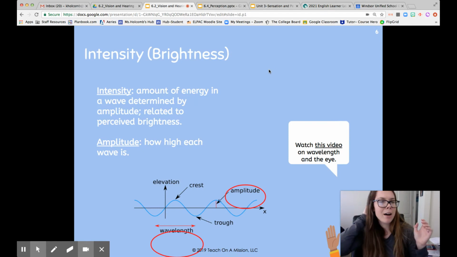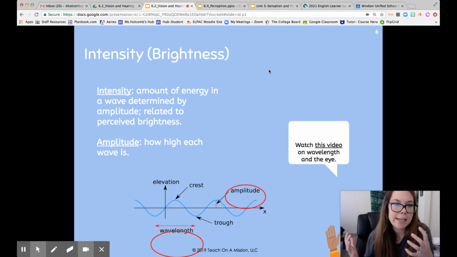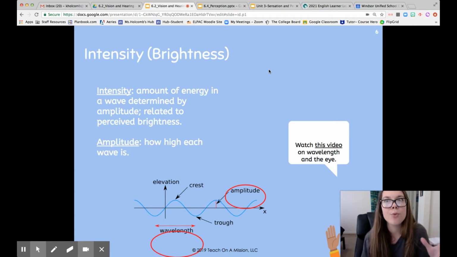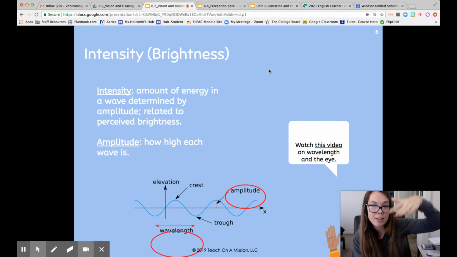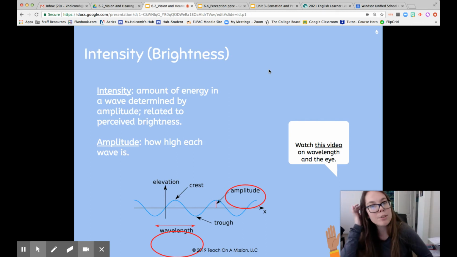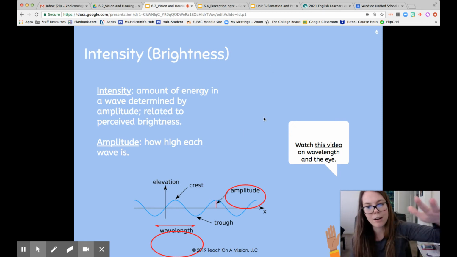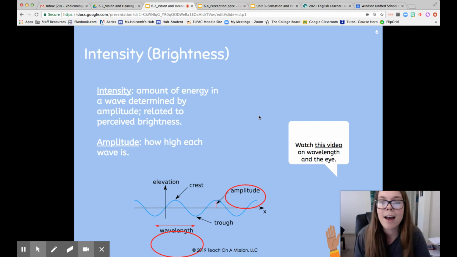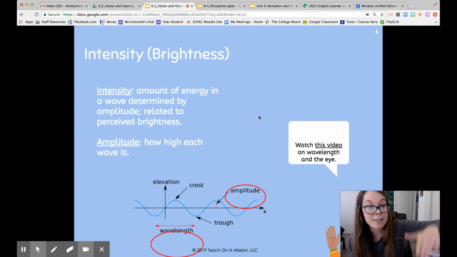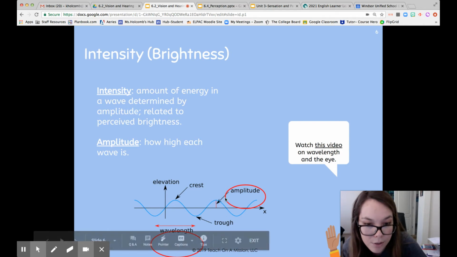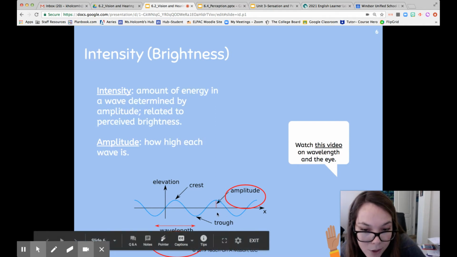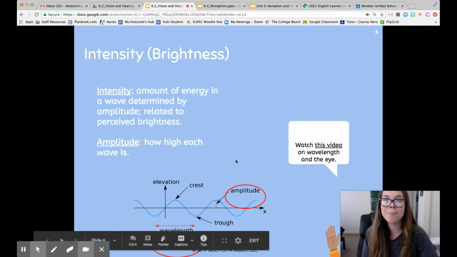And when we talk about intensity and brightness, intensity is the amount of energy in a wavelength that is determined by its amplitude, which is its height, relative to its brightness. So amplitude is how high each of the waves are. This video was just going to show you how the wavelengths are. We're not going to click on it. But again, amplitude is the height of each wave. So amplitude is right here, my people, and wavelength is right here, okay?